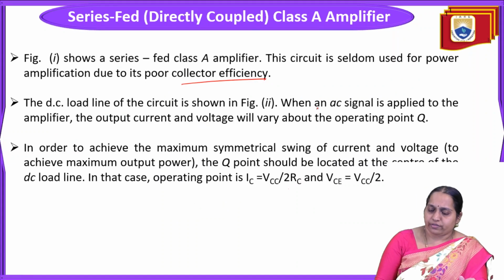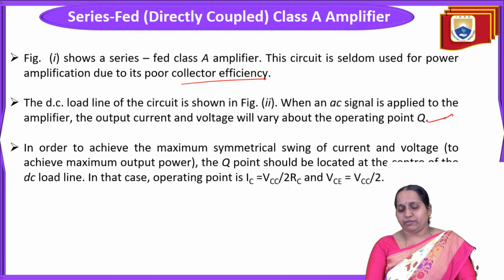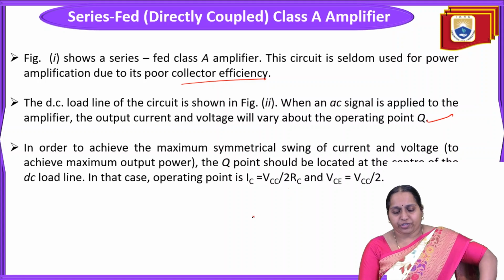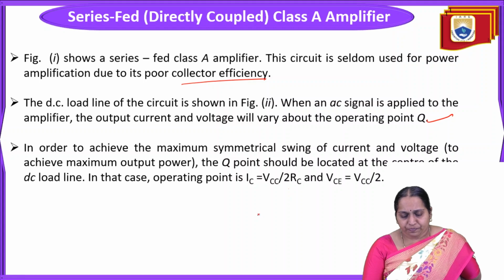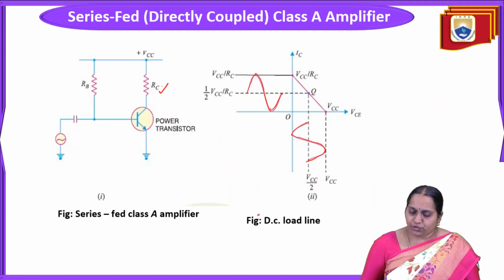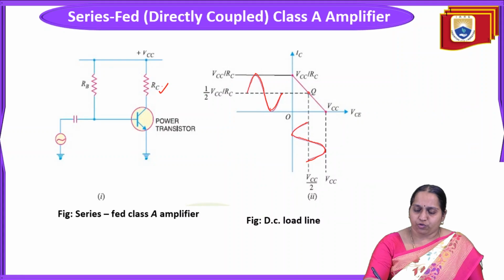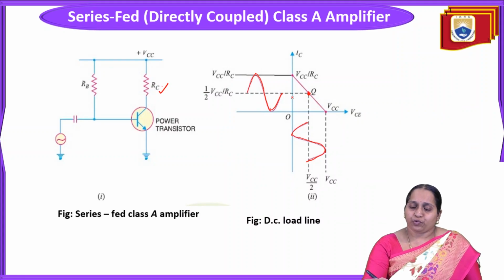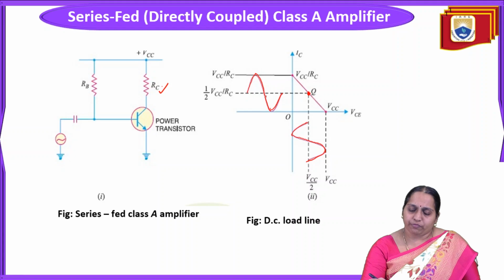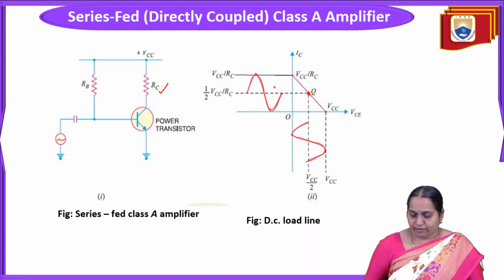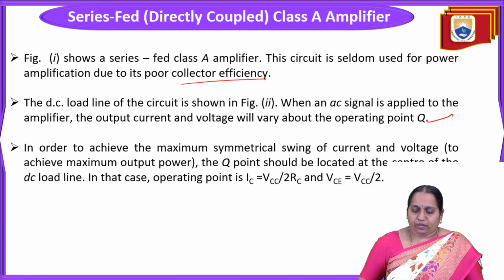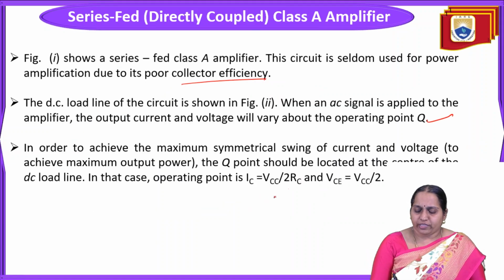When an AC signal is applied to the amplifier, output current and voltage will vary about the operating point Q. In order to achieve the maximum symmetrical swing of current and voltage, the Q point should be located at the center of the DC load line. As you see here, only if the Q point is located at the center will the amplifier be able to conduct for one complete full cycle.